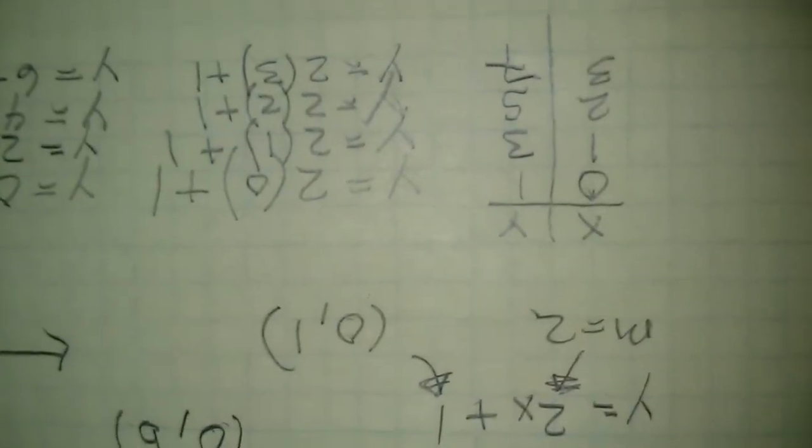So when x is a 0, y is a 1. When x is a 1, y is a 3. x is a 2, y is a 5. And x is a 3, y is a 7. So let's examine what's going on there. Well, the y-intercept we know, because it's always where x is a 0, and we already figured out what that was going to be right from the beginning.